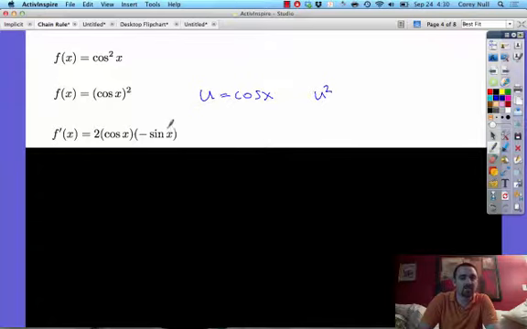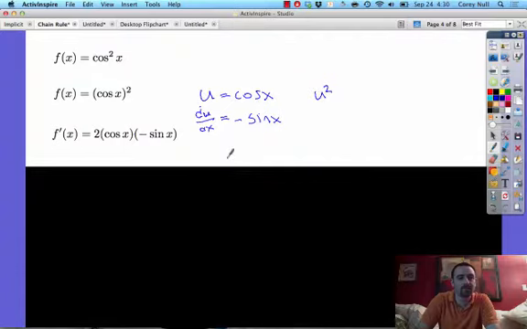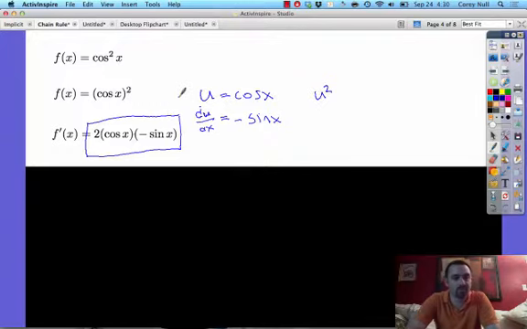So we get the negative sine of x here by noticing that the derivative of cosine is negative sine of x, and that's it. Okay, we can leave it like this. I suppose we could simplify further if we so chose, but there's no real reason to.